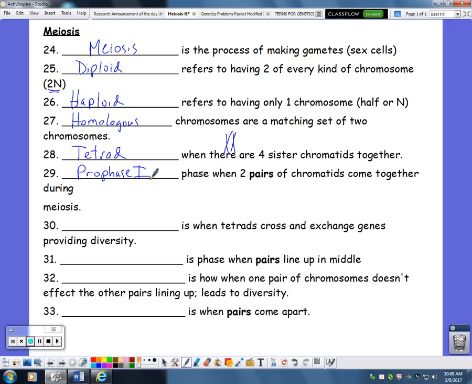And during prophase 1, number 30 can occur when those tetrads cross and exchange gene for gene, providing genetic diversity. Crossing over. Remember, that happens during prophase 1. Number 31, blank is the phase when the pairs line up in the middle. The pairs line up in the middle, so it's meta which? Meta 1.